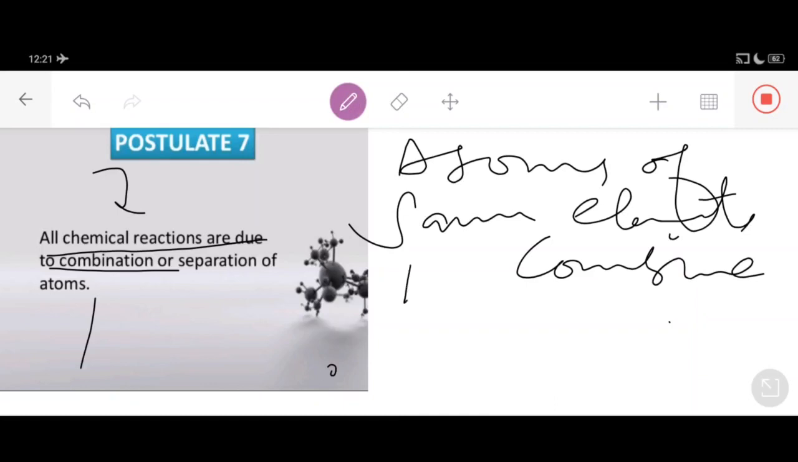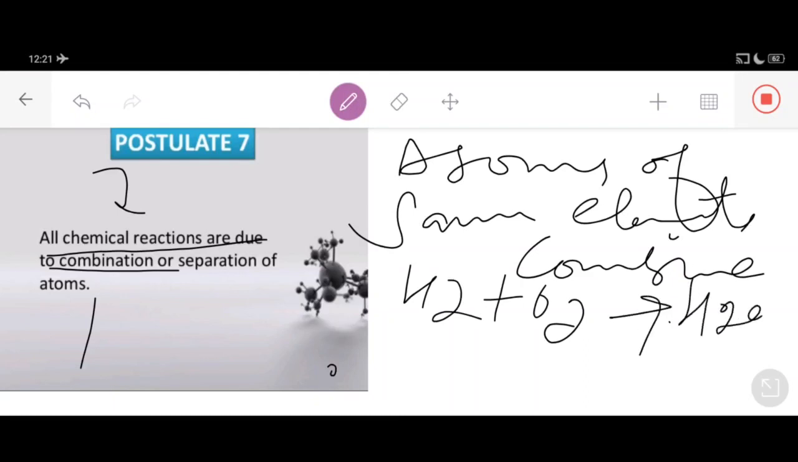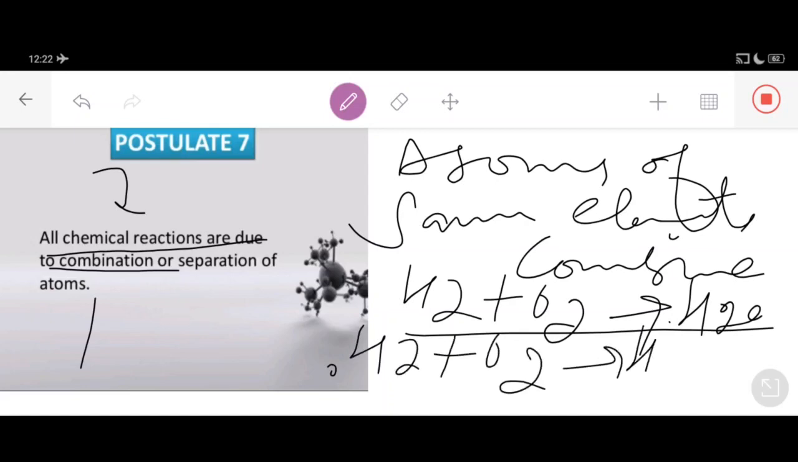Hydrogen and oxygen, when they react with each other, there is always the formation of water. This is one combination. Second combination: atoms of the same elements can combine in more than one ratio. For example, hydrogen can also react with oxygen to form hydrogen peroxide, that is H2O2. This is the formula of peroxide, H2O2.